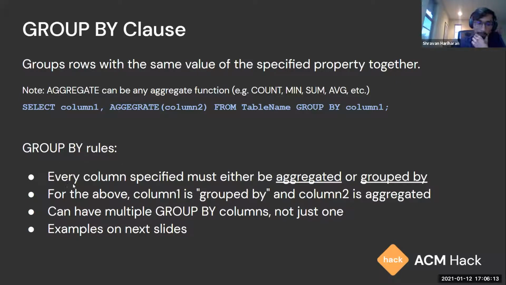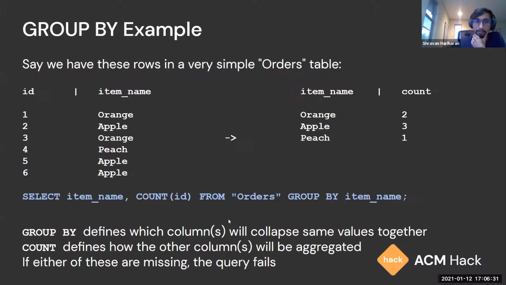But here are the GROUP BY rules, some rules we have to follow. Every column has to be aggregated or grouped by. So here we have 2 columns. Column 1 is grouped by and column 2 is aggregated. And yeah, that's what that bullet says. And then we can have multiple GROUP BY columns, not just one. And I'll go ahead and demo that in a sec. Let's go ahead and look at some examples.